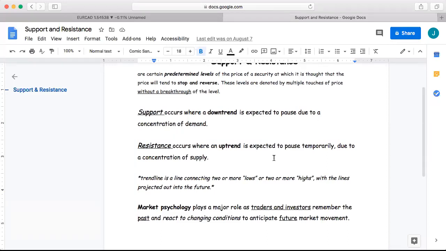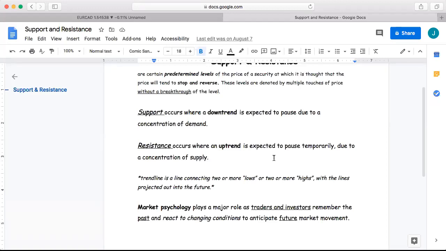Since we're talking about support right now, I need y'all to understand that support means buy. When price is at support, what's gonna happen, family? It's gonna buy. All right.